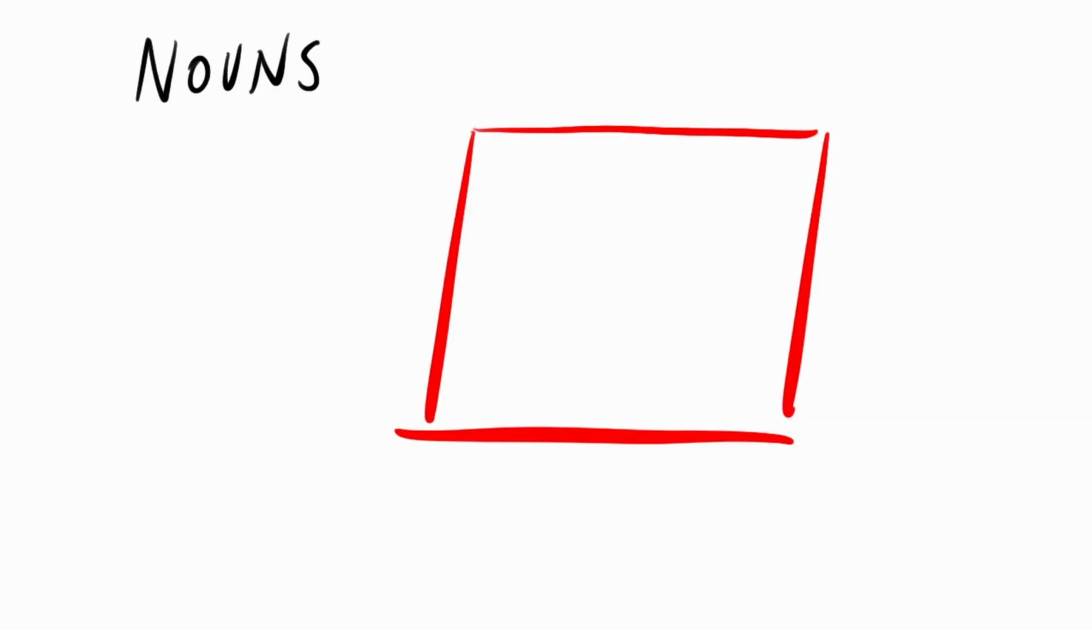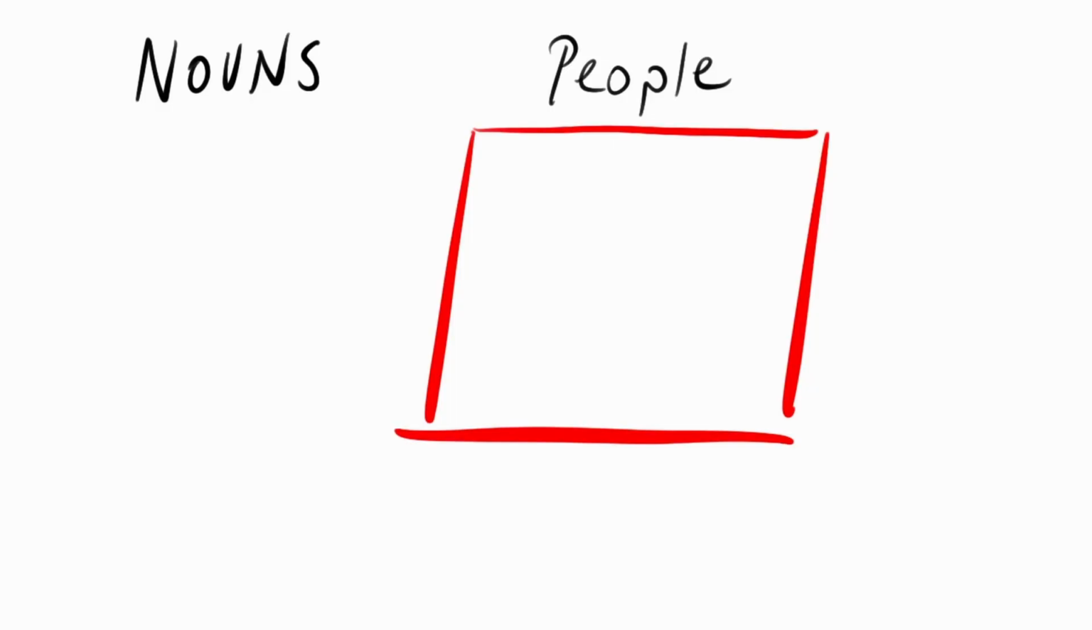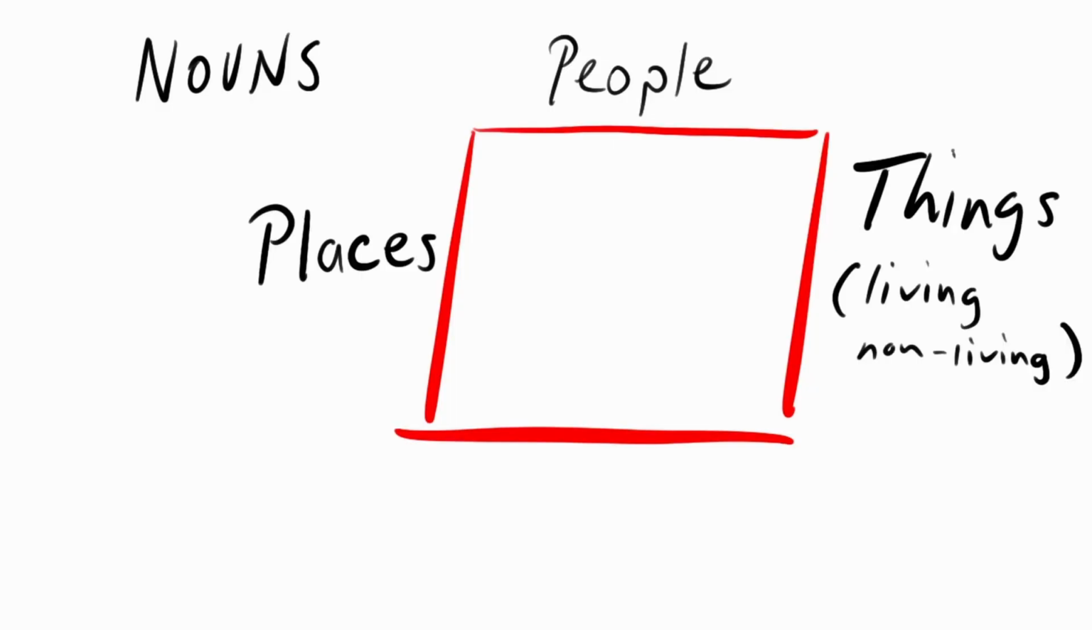Today we're going to be talking about nouns. The shape that we are going to use to represent nouns in sentences is the square. If it's a rectangle or a rhombus, that's fine. But the point is we want four sides, four corners to represent the four basic kinds of nouns in English. And they are people, places, things, both living and non-living, and ideas. Without nouns, we wouldn't be able to express or understand anything.